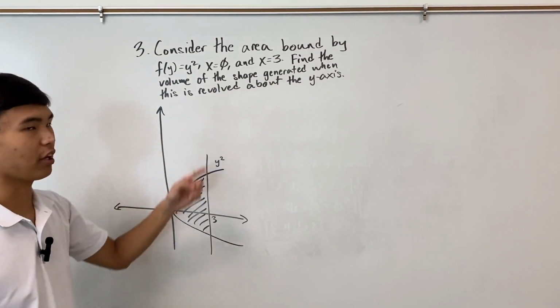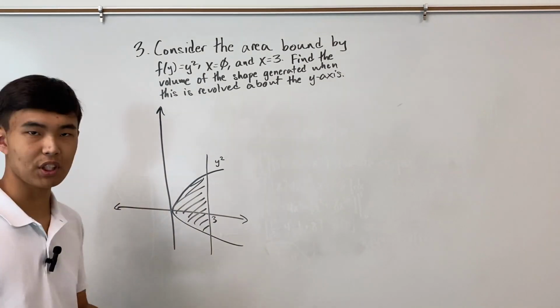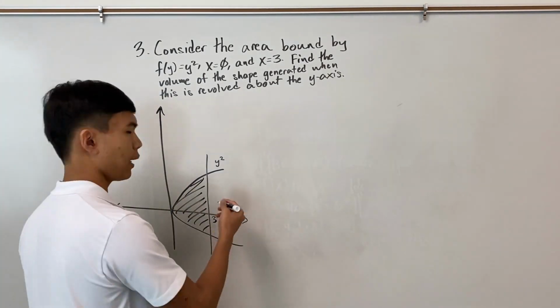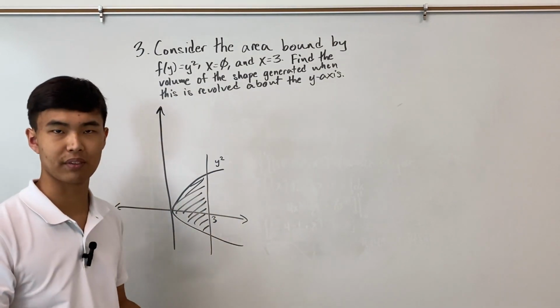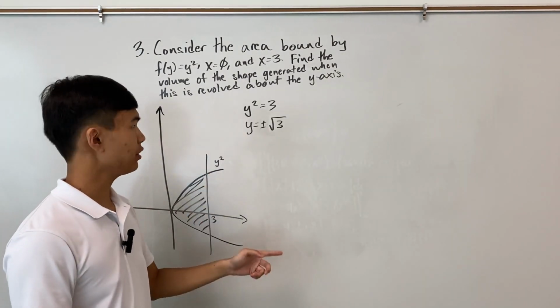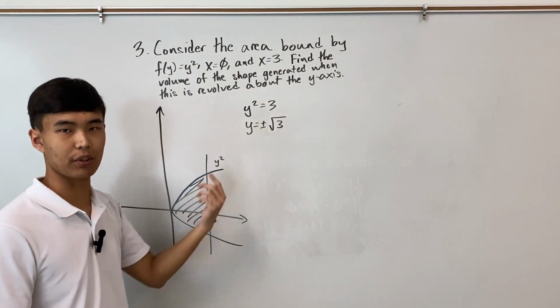We're told to find the volume of the shape generated when this is revolved around the y-axis. First, let's find our bounds of integration. I'm going to do this by setting y squared equal to 3 and finding the points of intersection. When I set these equal to each other, we can very easily see that our intersection points are plus or minus square root of 3.